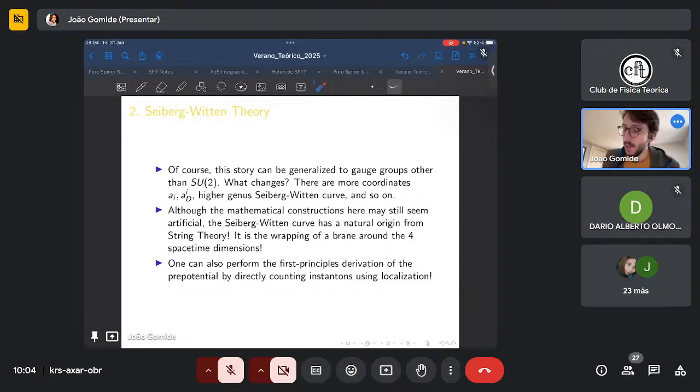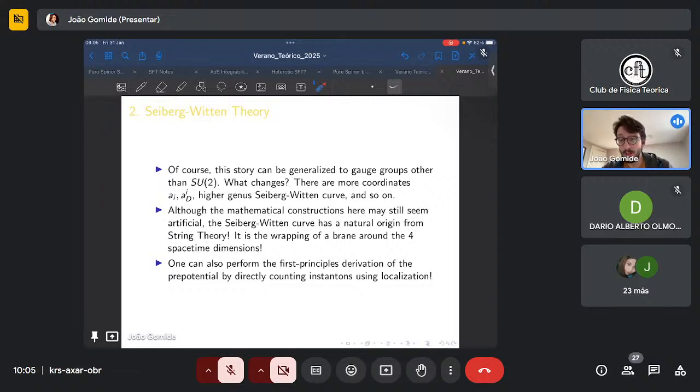Okay, just some final comments. The story can be generalized to other gauge groups, as I said. So instead of a torus, and instead of only having two coordinates, A and AD, the moduli space will be more complex.